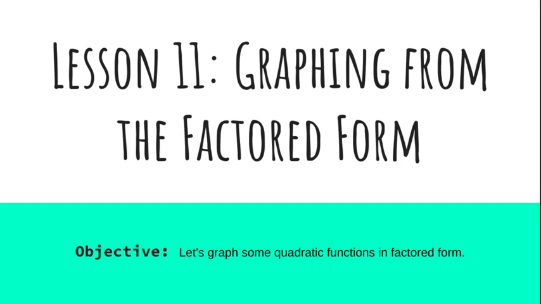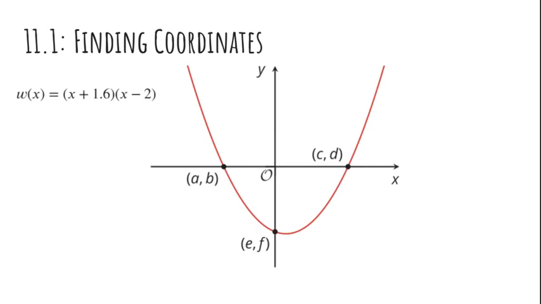Today we're going to be looking at Lesson 11, Graphing from the Factored Form. Let's jump right in. 11.1, Finding Coordinates. Here we're given the function and we're given a graph. We're asked to find what those points are. Well, those points are just the x and y intercepts.